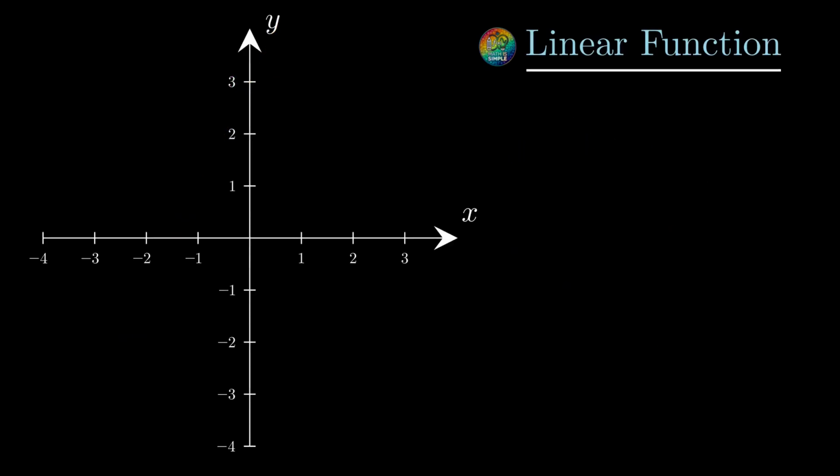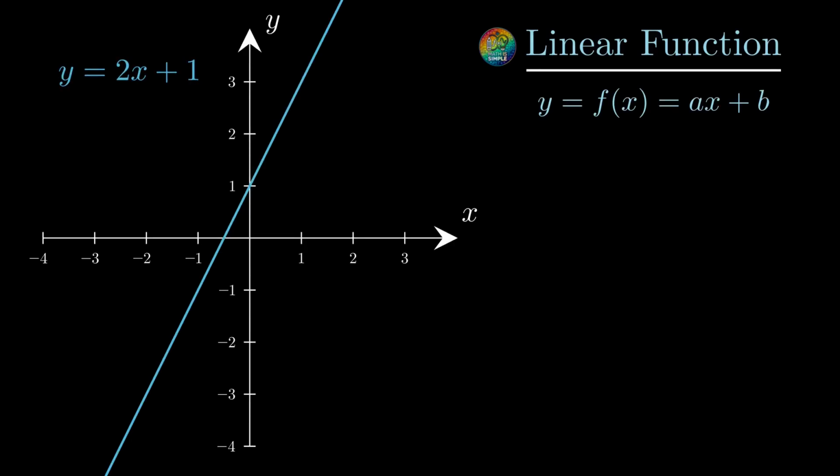Let's dive deeper into a specific example. The line y equals 2x plus 1. Looking closely at the graph on the left, we can spot 2 critical features right away. First, our green arrow points to the y-intercept at 1, where the line cuts through the vertical axis.